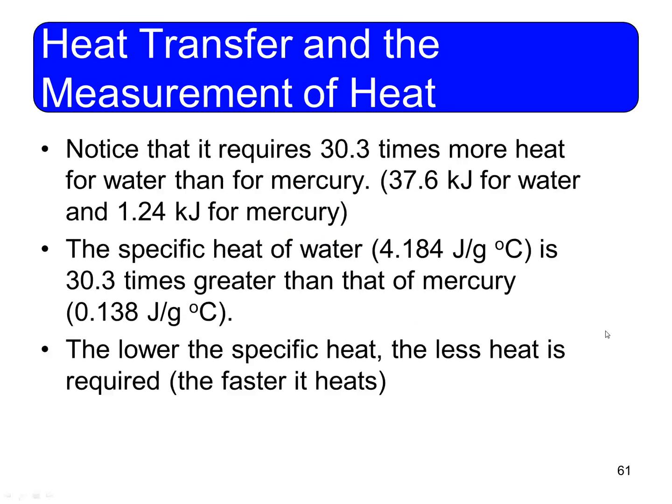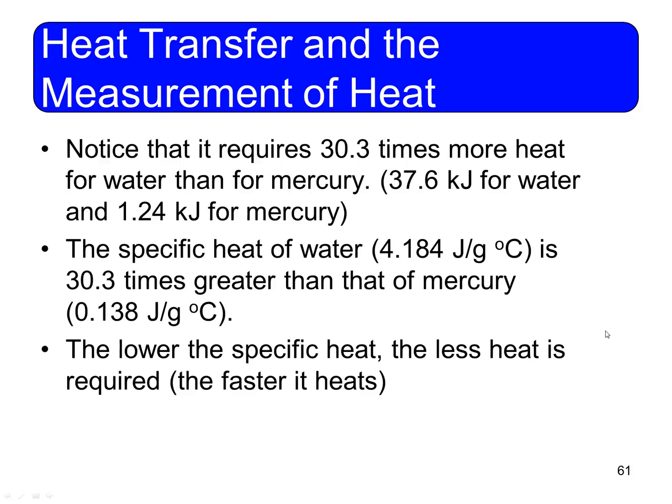Okay, so if we look back at our answer, we got about 37.6 kilojoules for the water. That's how much heat we needed. And then we got 1.24 kilojoules for mercury. So a significant difference, right? We needed a lot less heat for the mercury than for the water. So about 30.3 times more heat for water than for mercury.